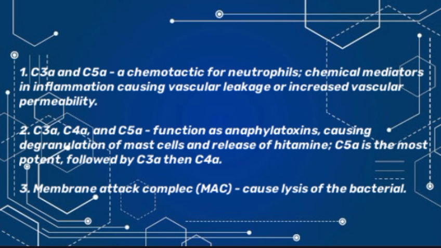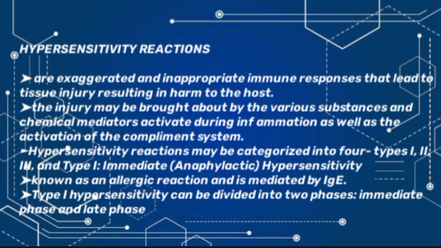Number 1, C3 and C5 are chemotactic for neutrophils, a chemical mediator in inflammation causing vascular leakage or increased vascular permeability. Number 2, C3a, C4a, and C5a function as anaphylatoxins, causing the degranulation of mast cells and release of histamine. C5a is the most potent, followed by C3a, then C4a. Lastly, the membrane attack complex or MAC causes lysis of the bacteria.